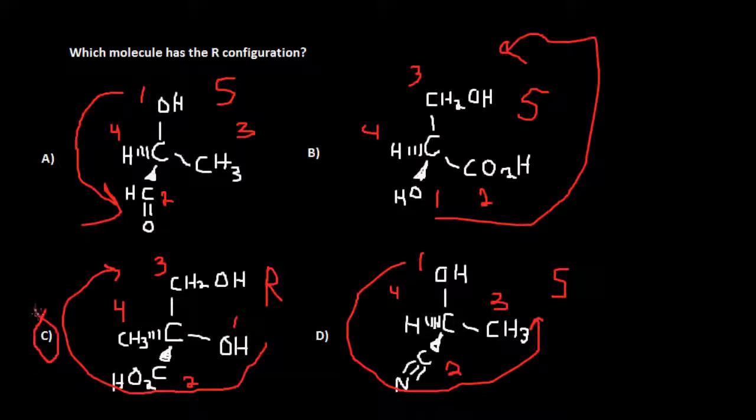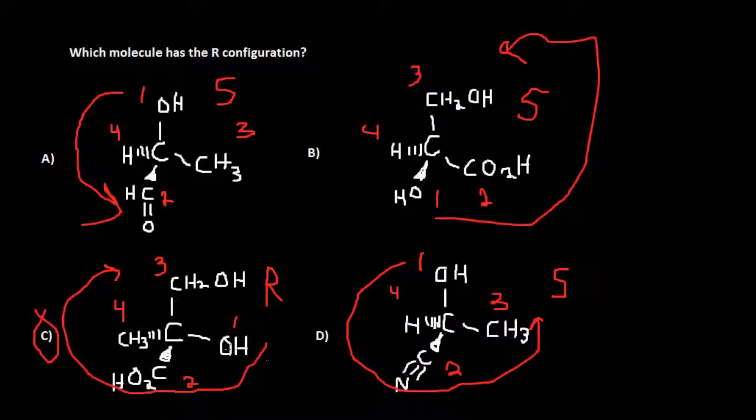But for all these molecules, the lowest priority group was already in the back. Let's say our lowest priority group here, CH3, was not in the back. What we could do is act as if it's in the back at first, determine the configuration of the molecule, R or S, and then flip it back. Actually, I should say we would flip it first.